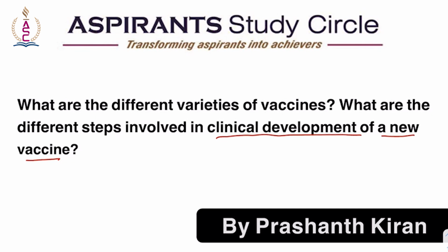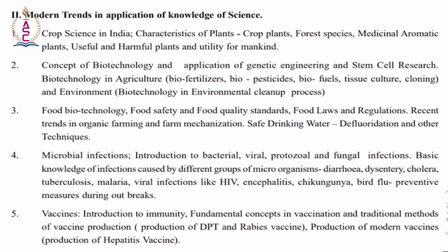Such questions can come, and if you look into the syllabus, which is part 2 of science and tech, modern trends in application of knowledge and science, the 5th unit, vaccines, talks about introduction to immunity. So you need to have ready-made good definitions about what exactly immunity means, what the factors that determine immunity are, and what the challenges are in the case of disadvantaged sections, malnourished, undernutrition kids. All of such things need to be kept in mind.